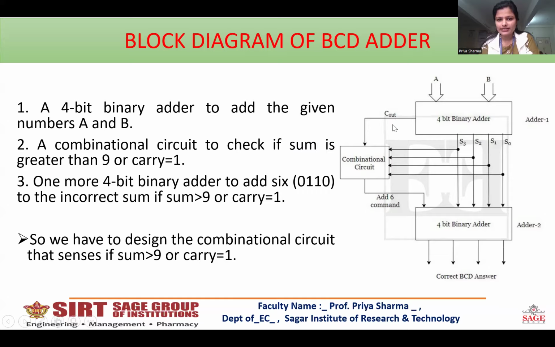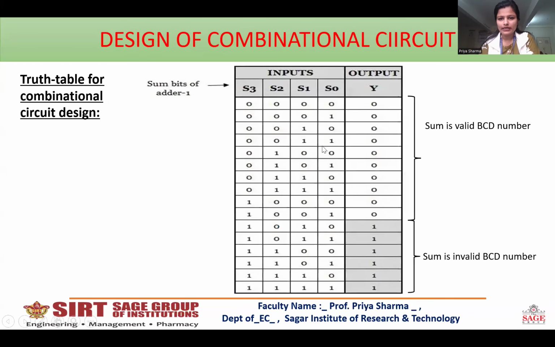The carry over here is C out. One more 4-bit binary adder is used to add the 6 to the incorrect sum if the sum is greater than 9 or carry equal to 1. So we have to design the combinational circuit that senses if the sum is greater than 9 or carry equal to 1. This is the basic truth table of the binary to decimal number system.